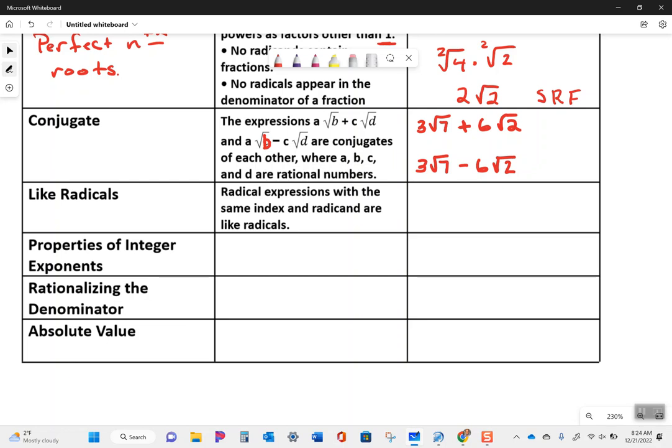Probably Jalen. Okay. Radical expressions with the same index and radicand are called like radicals. So let me just give you an example here. If I have the second root of x plus the second root of x, do I have the same index on those, guys? Do I have the same radicand, the part underneath the radical sign? So how many of these would this equal? 2 square roots of x.